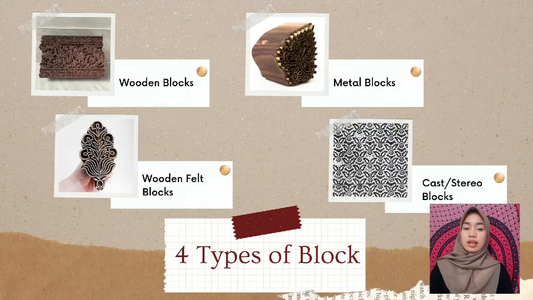So, there are four types of block. The first one is wooden block. The second one is wooden felt blocks. The third one is metal blocks. And last is case or stereo blocks.